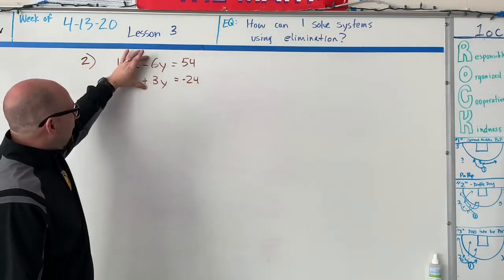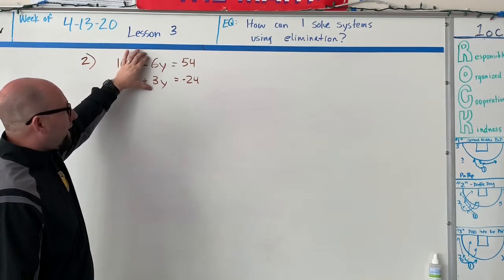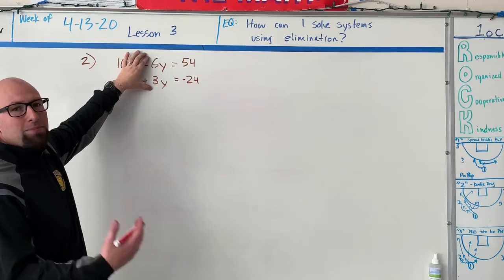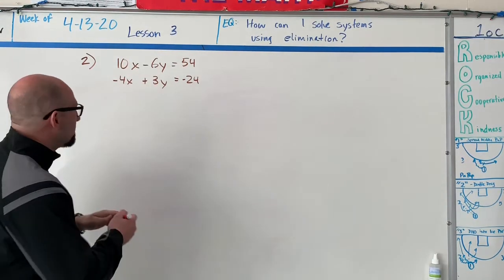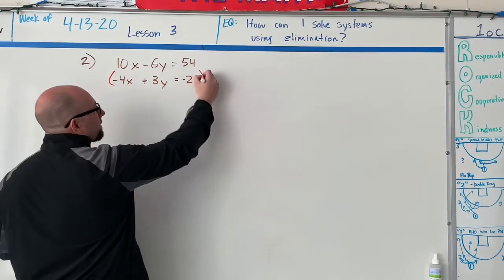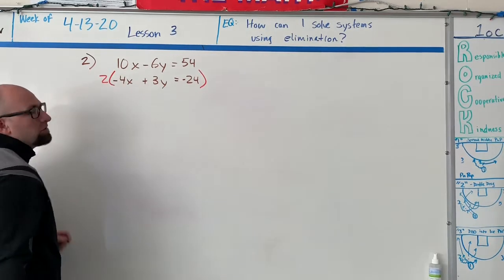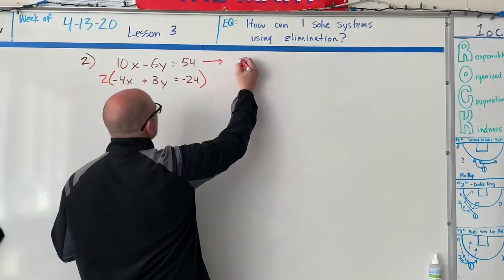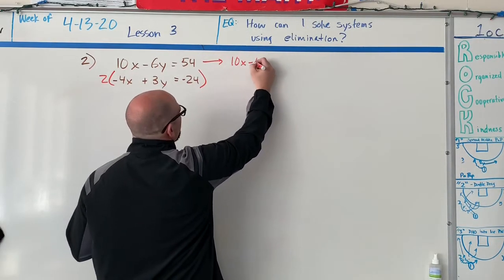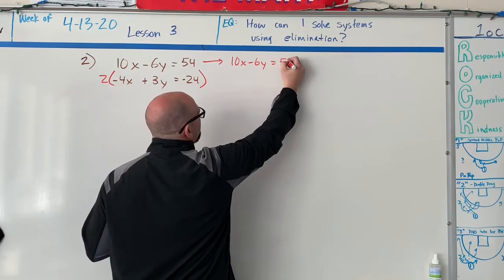So we've figured out which coefficient we're going to try to get to be the opposite. Okay, so negative 6 and positive 6. That means we're going to have to multiply this entire equation by 2. So we multiply the entire equation by 2. What we're going to do, we're just going to bring this over. We got 10x minus 6y equals 54.